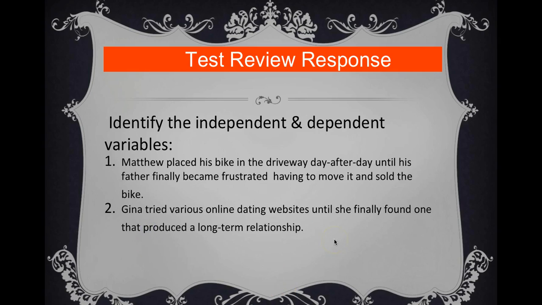Okay, the second one. Gina tried various online dating websites until she finally found one that produced a long-term relationship. Okay, if we look at that statement and identify the cause and the effect, the cause, the independent variable, would be Gina trying various online dating websites. The effect of that would be she finally found a long-term relationship. So finding a long-term relationship would be the dependent variable because that's the effect.